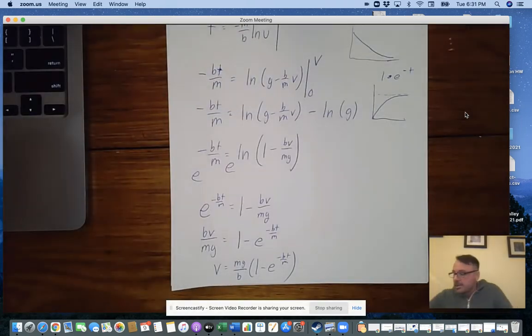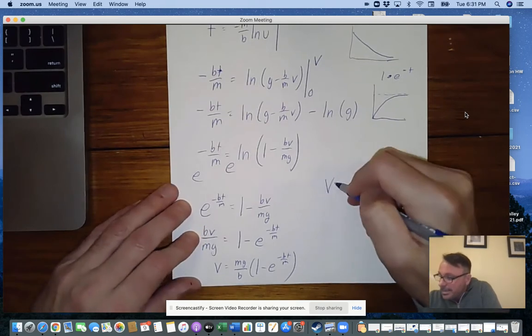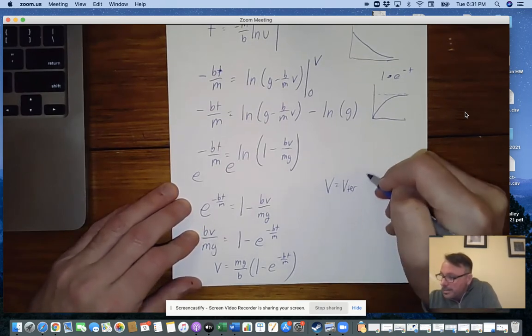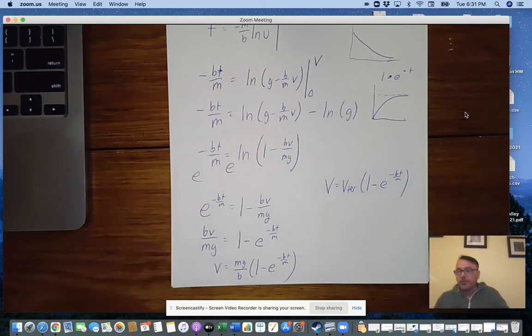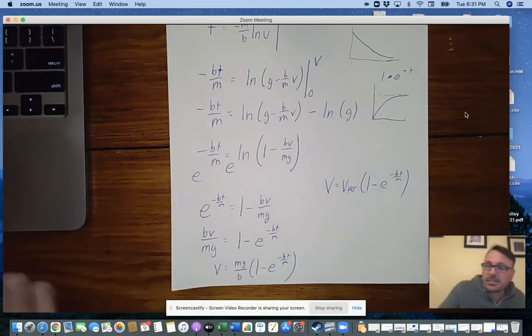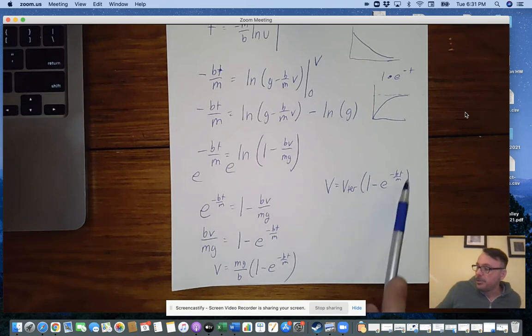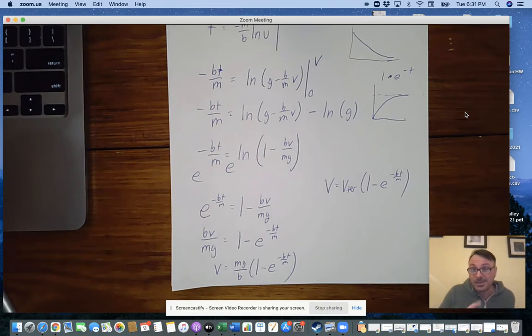So I can rewrite this equation that v is equal to the terminal velocity times 1 minus e to the negative bt over m. Look at that expression. Take the limit as t approaches 0. When t approaches 0, e to the 0 is 1, so the velocity is 0. Cool, at t equals 0, we had a velocity of 0. That was what we started with. Yay.